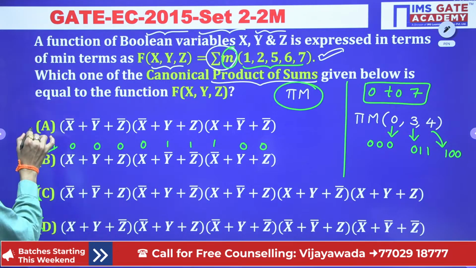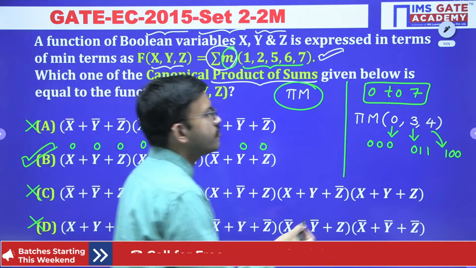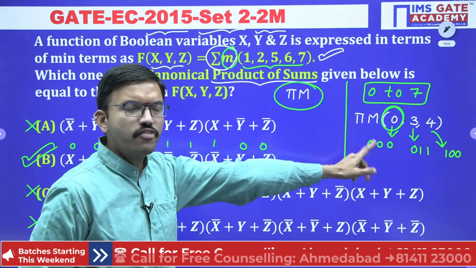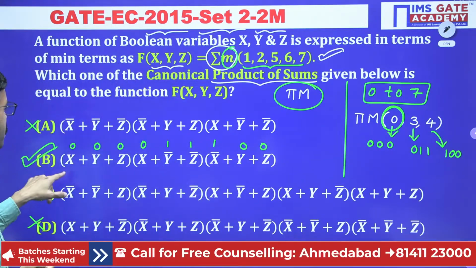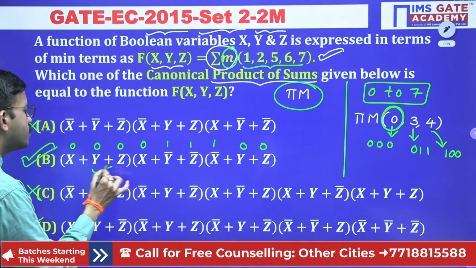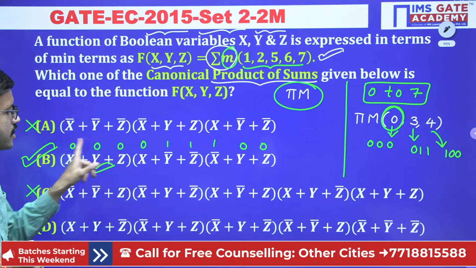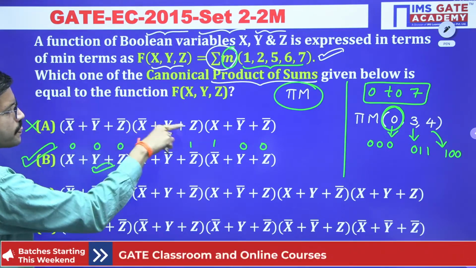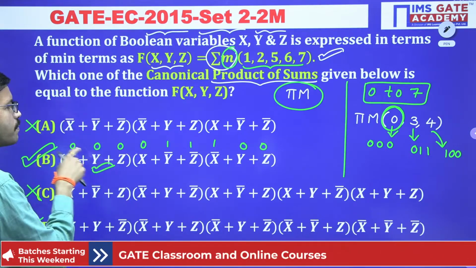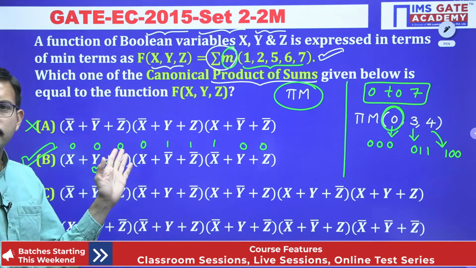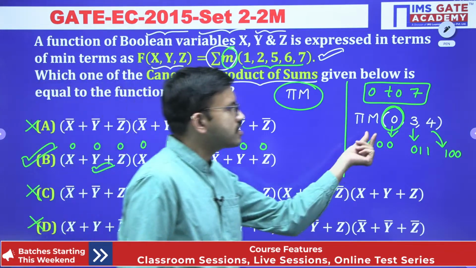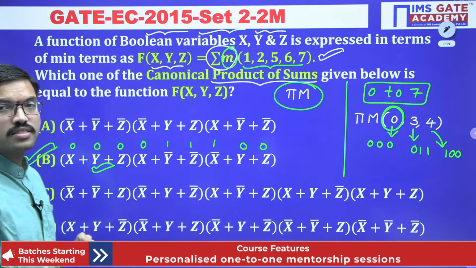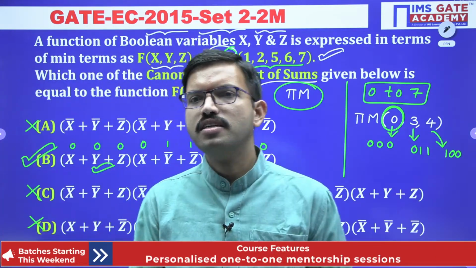See, with the help of the first max term, that is max term 0, M0, the moment you observe, we have identified which term is correct. Whether you are having x plus y plus z in this expression? No. That means with the help of this starting max term itself, we are able to choose option B as the correct one. Okay, I hope it is clear for everyone.